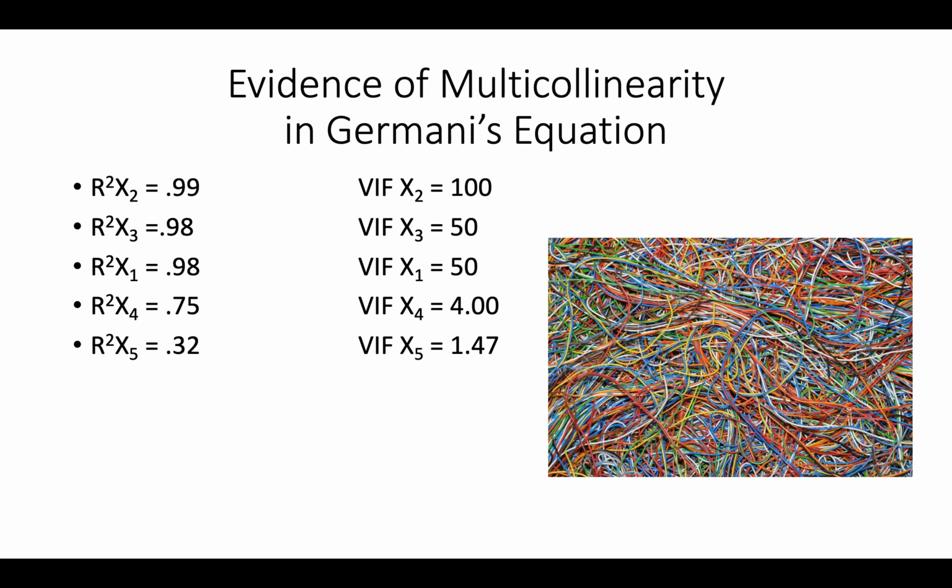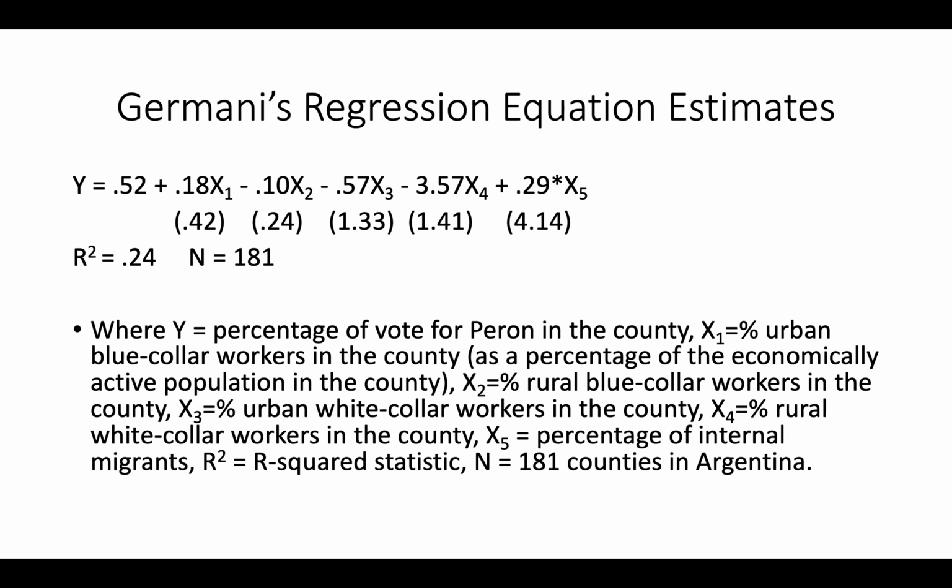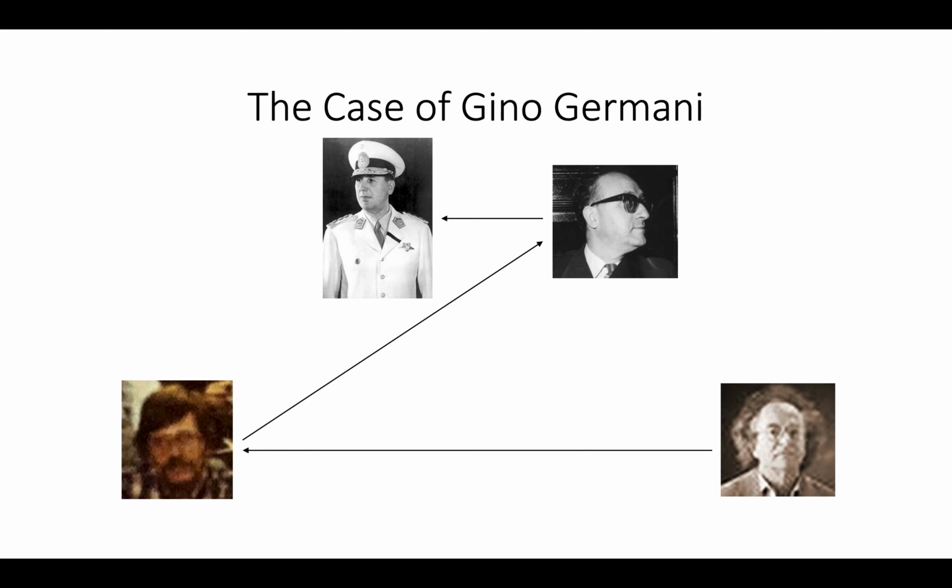Now, Germani's work drew quite a bit of attention. And before we talk about the evidence of multicollinearity, we'll go back to this slide here. One of his readers was a political science professor, whom I'm circling on the bottom left, from the University of Iowa, named Peter Snow. Professor Snow was a well-respected authority on Argentinian politics, having written his doctoral dissertation on the rise to power of Juan Perón, as well as several peer-reviewed articles on the topic.